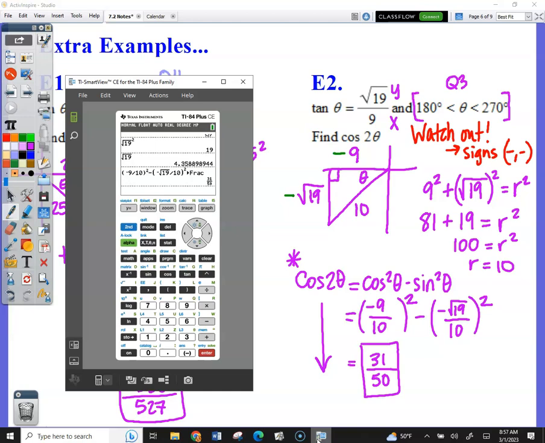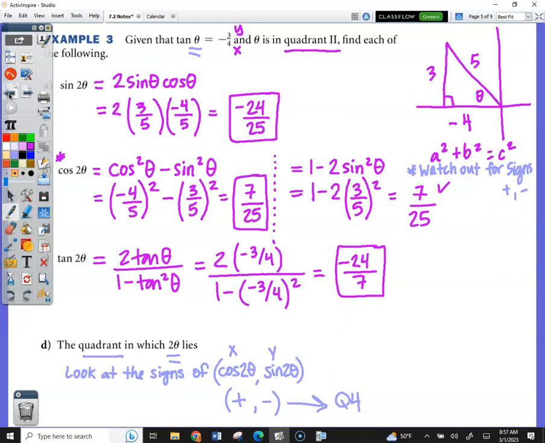The one on the test will mimic this, where I say, here's one trig function for the single, here's the quadrant, find all 3 doubles, and tell me what quadrant the double would be on. That's what's on the test. Okay.